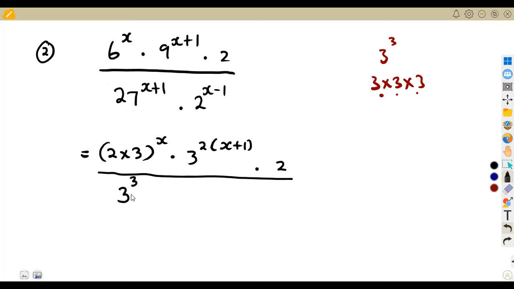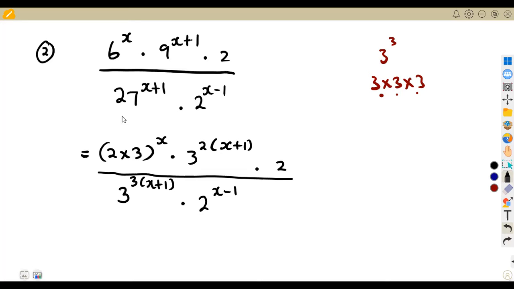That is in simplest form. But there is an exponent already that we are given, which is x plus 1. So it's going to be x plus 1, like this, times 2 to the exponent of x minus 1, which is already in simplest form. There's nothing that we can do on this part, guys.